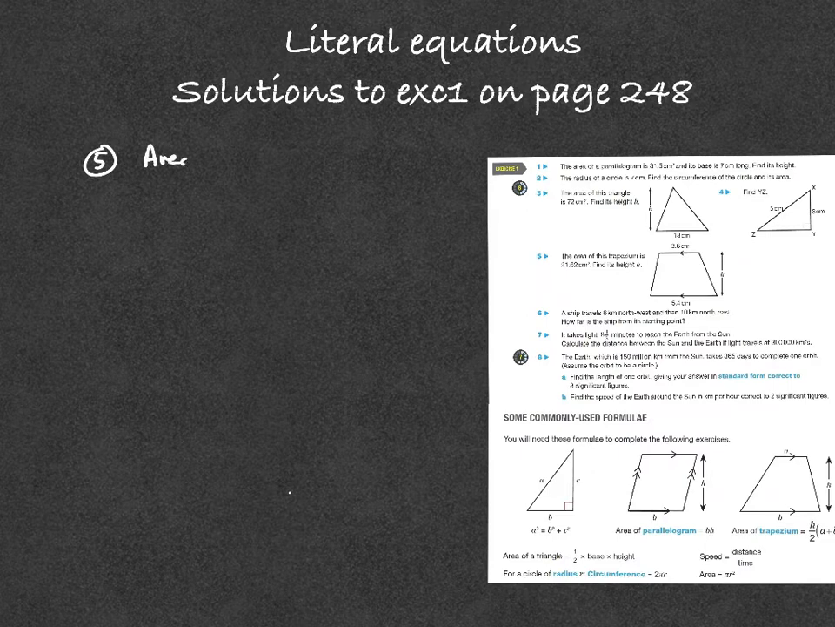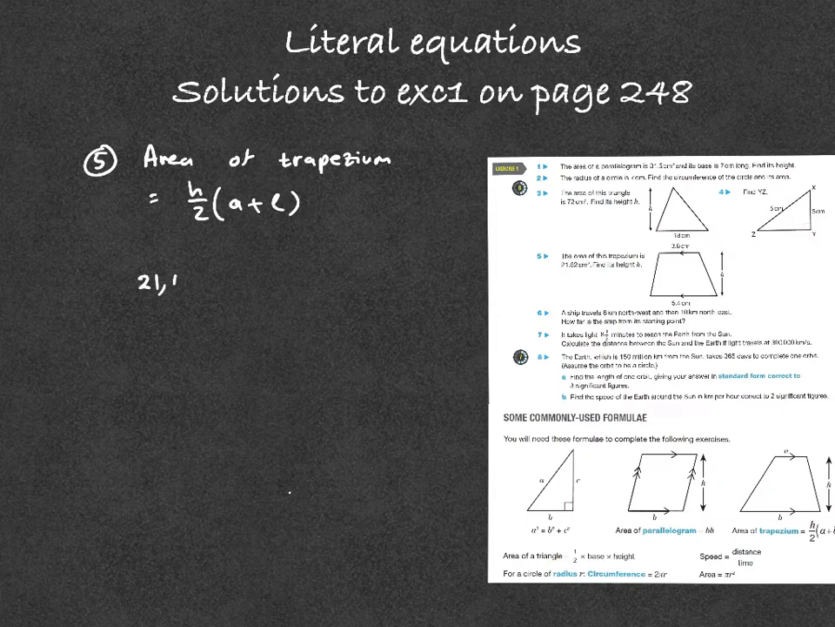Question 5. The area of a trapezium is 21.62 centimeters squared. Find its height. Well, what's the area of a trapezium again? It's height over 2 times the sum of the two parallel sides. See if you can prove that formula. Why is that the case? Digital high five if you can prove it.